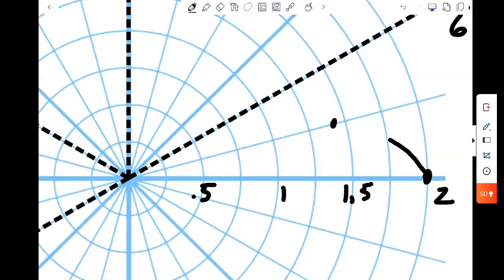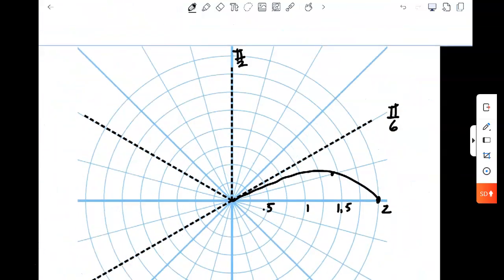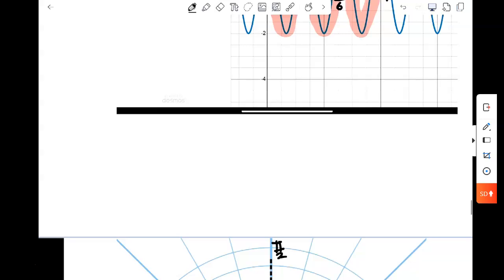As we turn around, we're going to be coming through, keep turning, keep turning, keep turning, till I reach that pi over 6 where it's going to hit 0. Okay, so now I have the first little wing of this graph. And we return to our graph.